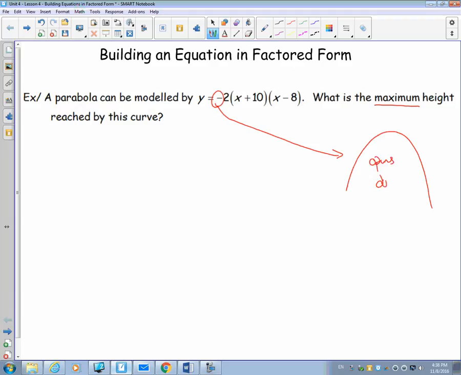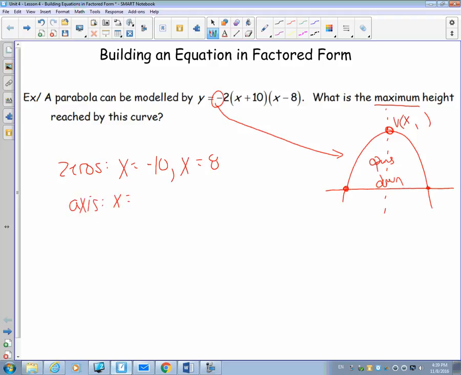And I want to figure out what the maximum height is, so I kind of want to know what the vertex is. To figure out a vertex, there's a process. We need to know the axis of symmetry, because if I know that, I can get the y that goes with it. To find the axis of symmetry, I need to know my zeros. So I'll always go back to our zeros. The zeros in this case, take them out, change the signs, are -10 and +8.